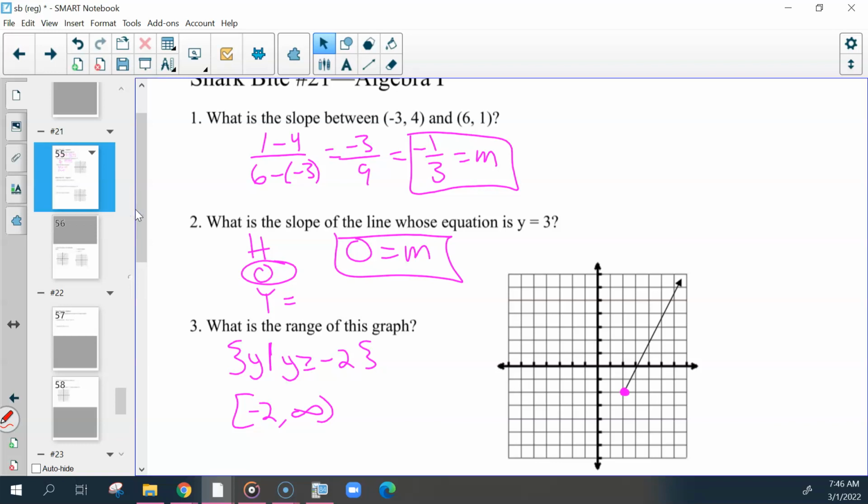Number 1, you needed to find your slope. So you would take your y values, subtract them together, then your x's and subtract them together. So 1 minus 4 and 6 minus a negative 3. You get negative 1 over 3. Any questions on that one?